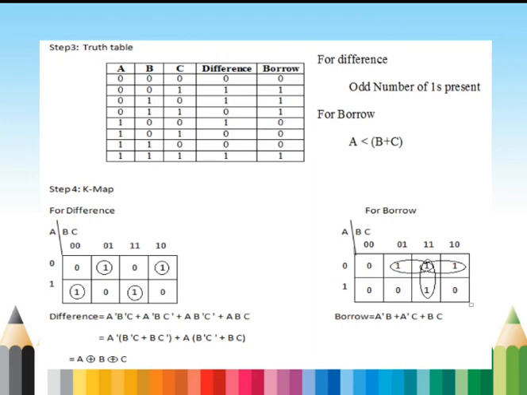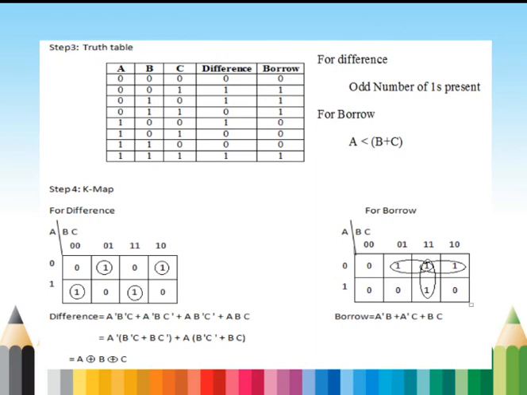For input 0, 1, 1, an even number of ones is present here, so difference becomes 0, but it satisfies the condition A is less than the sum of B and C, hence borrow is 1. For input 1, 0, 0, an odd number of ones is present, hence difference becomes 1, but it does not satisfy A is less than the sum of B and C, hence borrow becomes 0. For input 1, 0, 1, an even number of ones is present, hence difference is 0, and it does not satisfy the condition, so borrow is also 0.